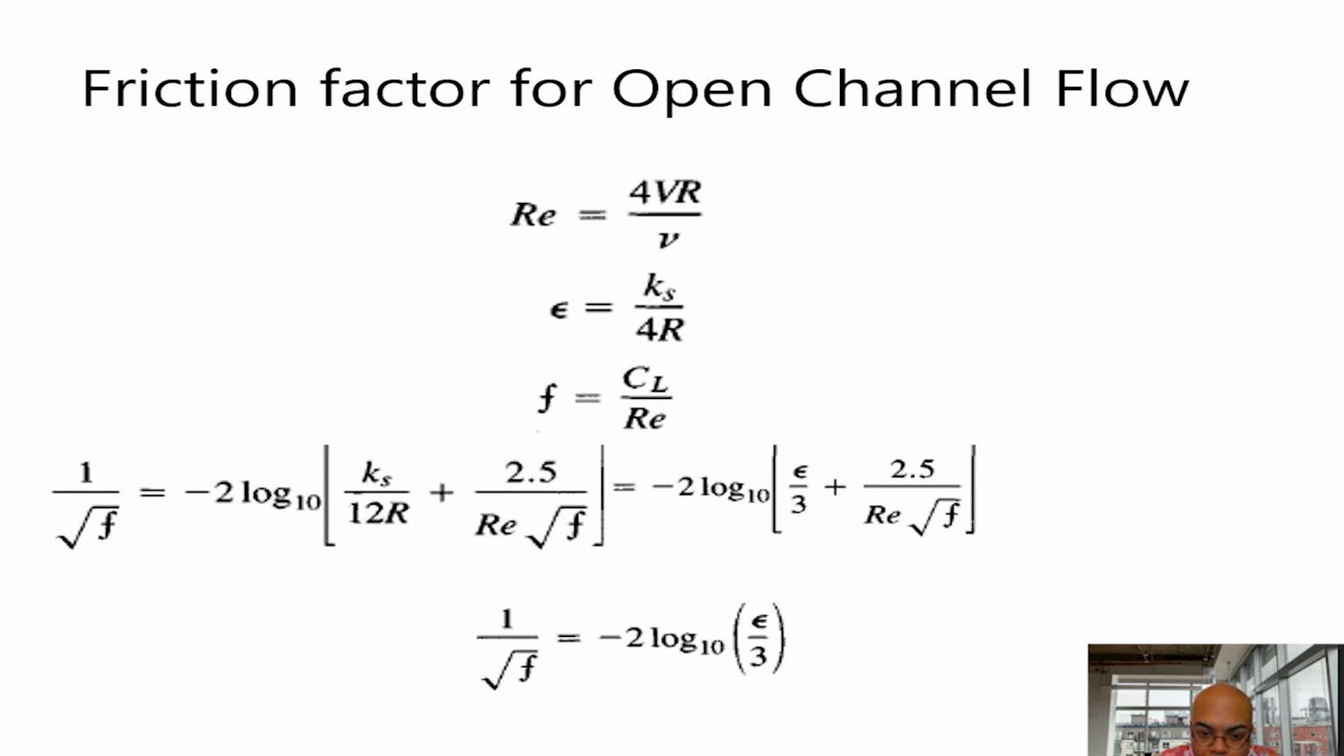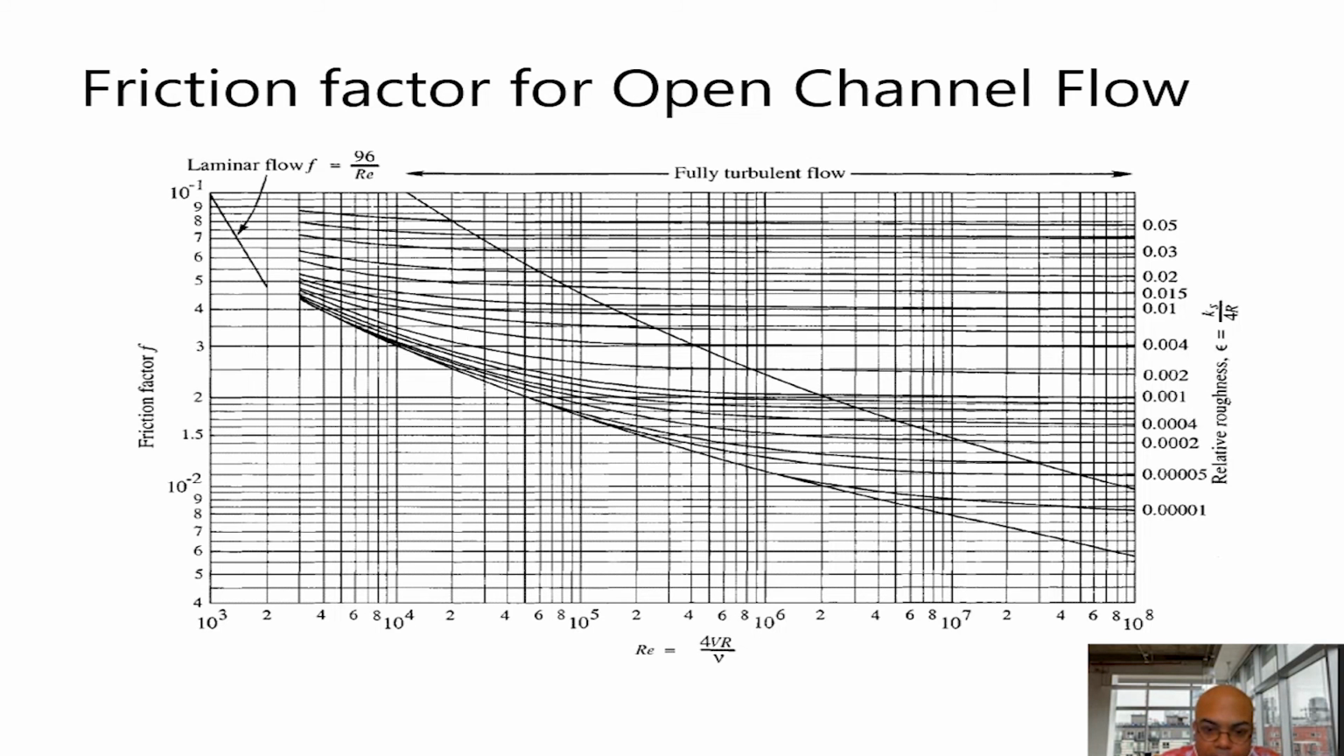Alternatively, Moody is another scientist, and he represented the equation in terms of a diagram, where the x-axis is Reynolds number and the y-axis is friction factor. Actually, there are two y-axes: relative roughness and friction factor. By knowing the Reynolds number, we can calculate the friction factor. Suppose the Reynolds number is very high; if you know the relative roughness, then we can calculate the friction factor f.